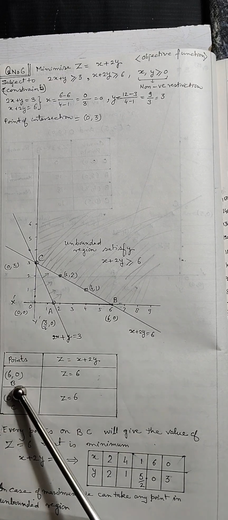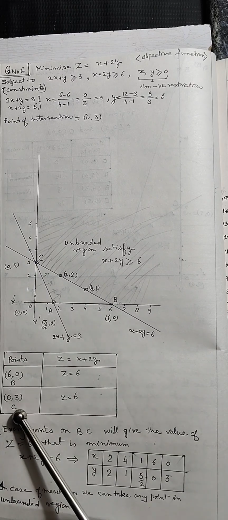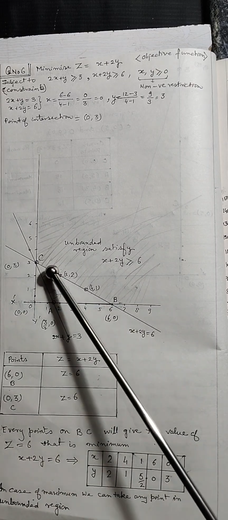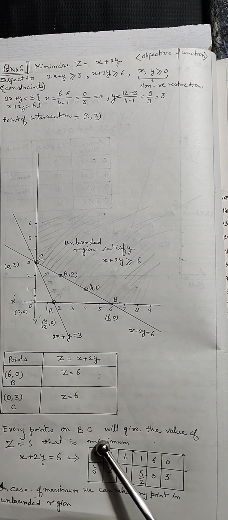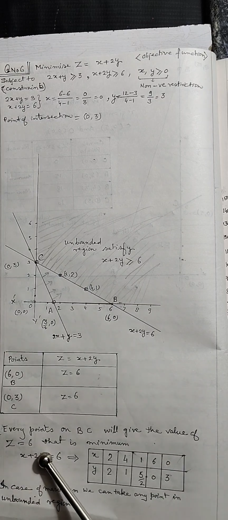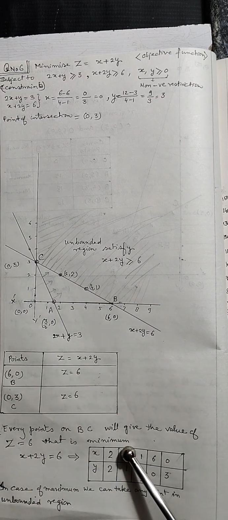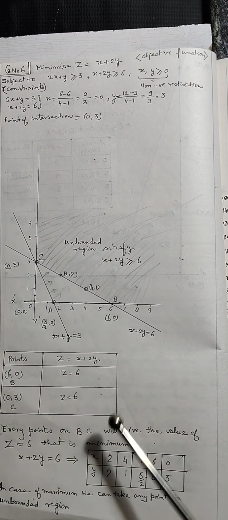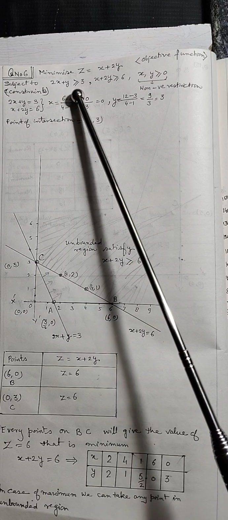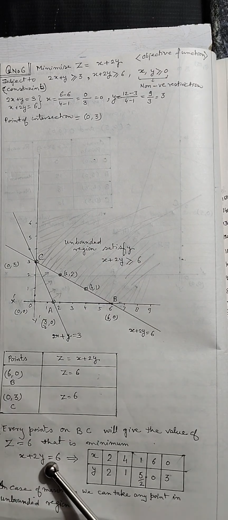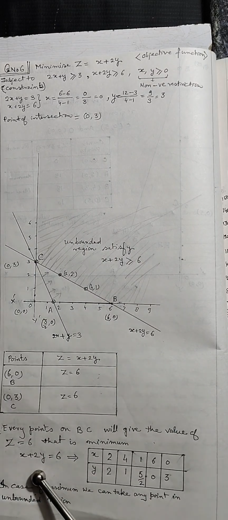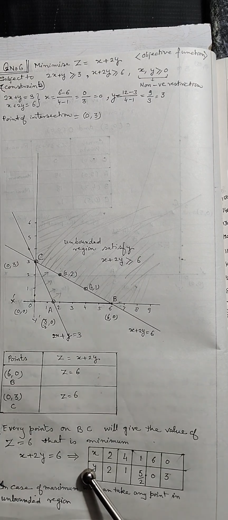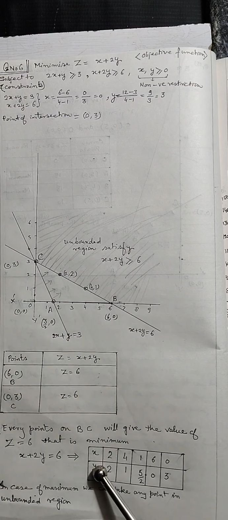Here if you just put 6, 0, you will get Z is equal to 6. If you put 0, 3, again you will get 6. So every point on BC will give the value of Z equal to 6, and that is the minimum. Above that if you go, it will be more, but the question asks to minimize, which means we have to find the minimum value of Z. Here x plus 2y is equal to 6.